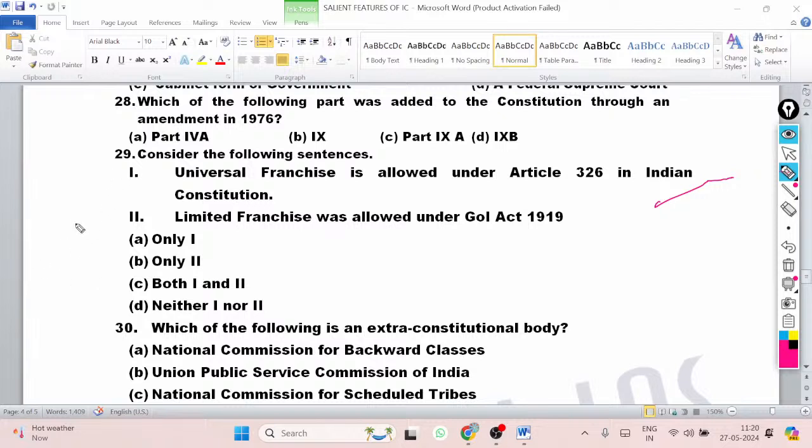Look at question number 29. Universal franchise is allowed under Article 326. That is correct. And limited franchise was allowed under the Government of India Act. That is correct. So the answer will be C, both 1 and 2.